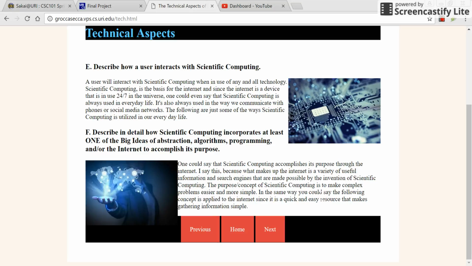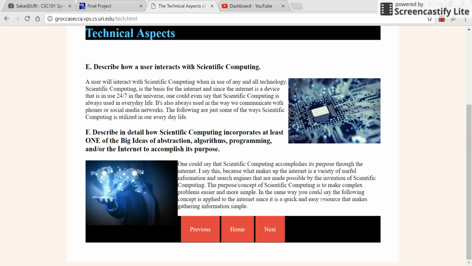The purpose of scientific computing is mostly through the internet, because you need the internet to use almost all technology. But let's get real here. It makes research simple and less complex looking than looking through a book. It more or less makes complex problems simple and easy to work with.